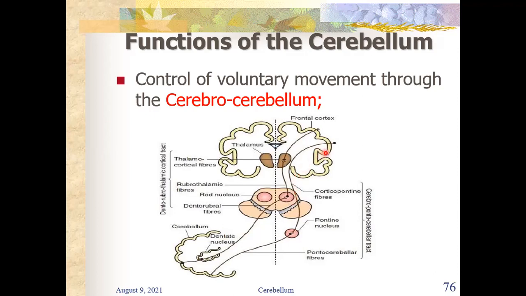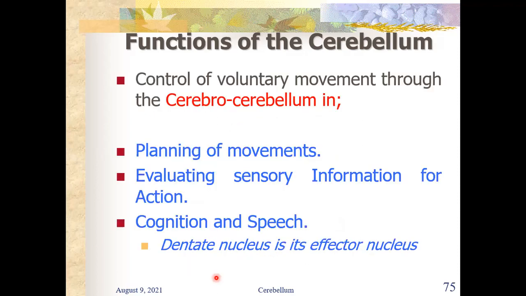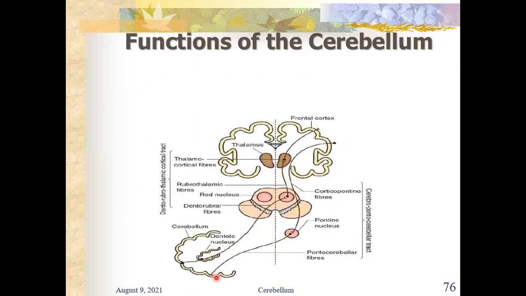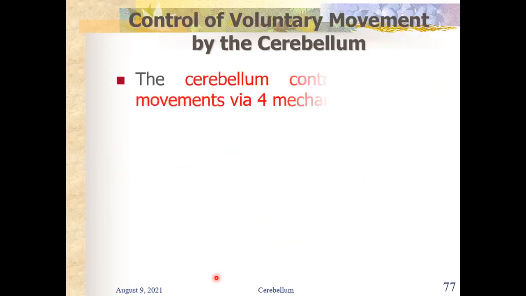So you can see the connection between the cerebral cortex and the cerebellum. This pathway is also known as the cerebropontocerebellar tract. The cerebro-ponto, this is the pons, pontocerebellar tract. The functions of this pathway, this connection between the cerebellum and the cerebral cortex, have been explained in the previous slides. Those are the functions of the pathway illustrated in this slide.